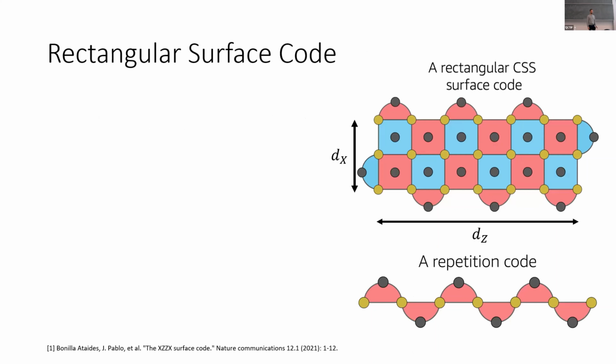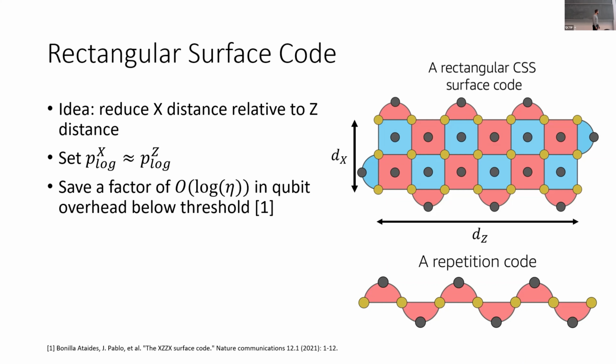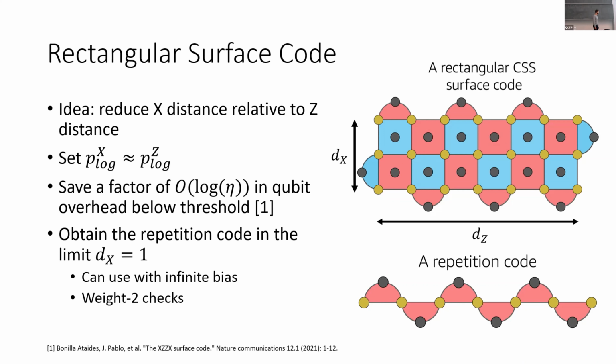Now, one way of doing this is just a simple modification of the CSS surface code, which is just a rectangular CSS surface code. And here the idea is you reduce the x distance relative to the z distance of the code by changing the aspect ratio. And you do it such that you approximately equalize the x and the z logical error rate. By doing that, you save a factor of log eta, where eta is the ratio of z to x errors, in qubit overhead below threshold.